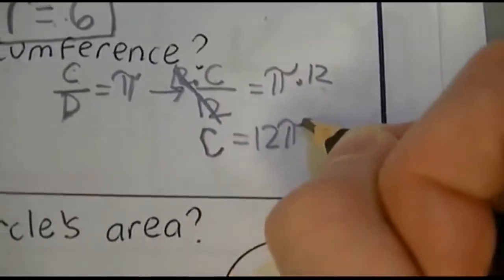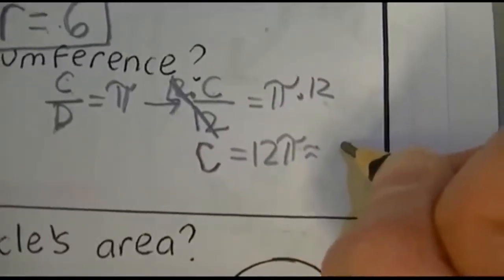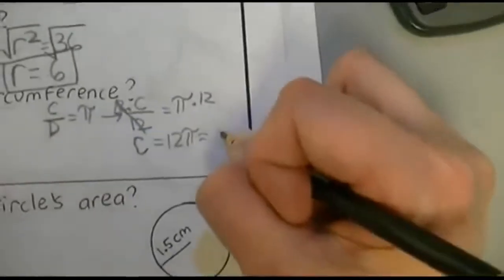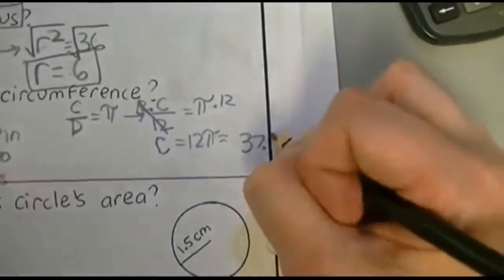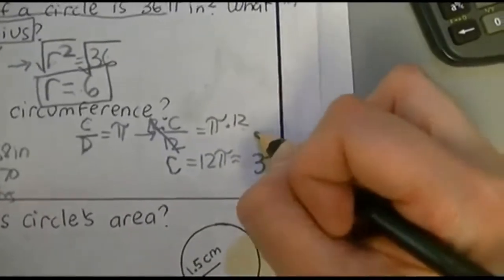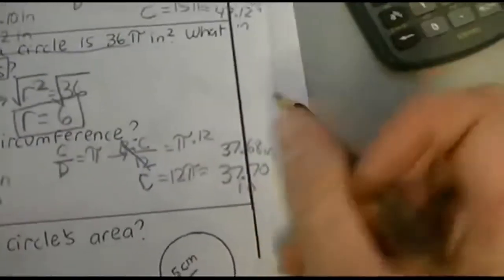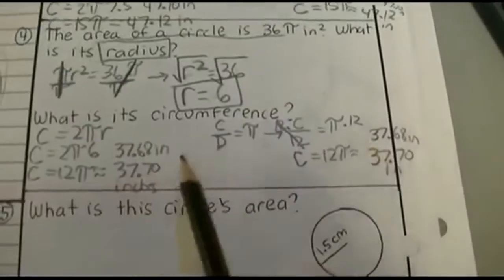That's your exact answer. But if you're going to use the pi button on your calculator, you would get 37 and 70/100 inches. But if you use 3.14, you would get 37 and 68/100 inches. Okay? Look, the same exact answers.